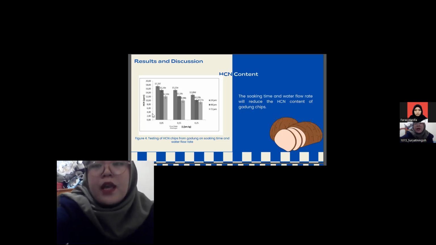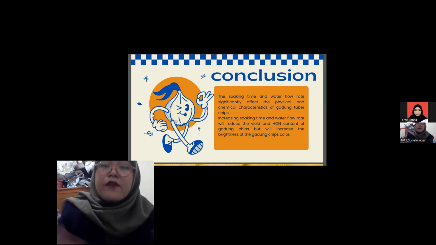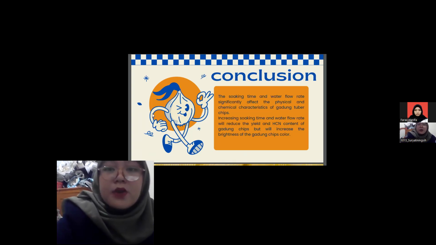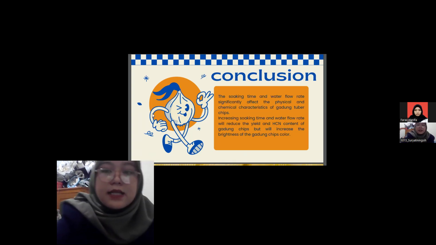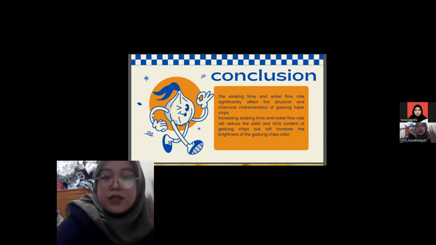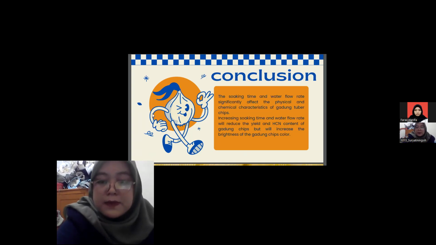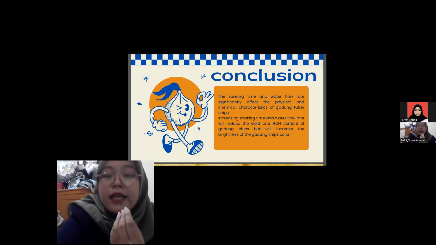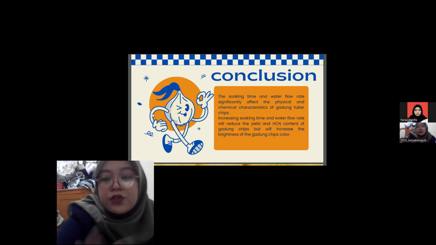Here is a quick recap of what I have covered in my slides. The soaking time and water flow rates significantly affect the physical and chemical characteristics of gadung chips. Increasing soaking time and water flow rates will reduce the yield and HCN content of gadung chips, but will increase the brightness of gadung chips color.